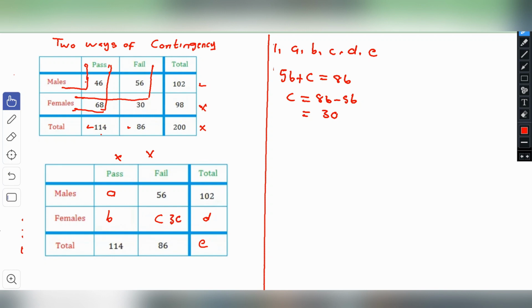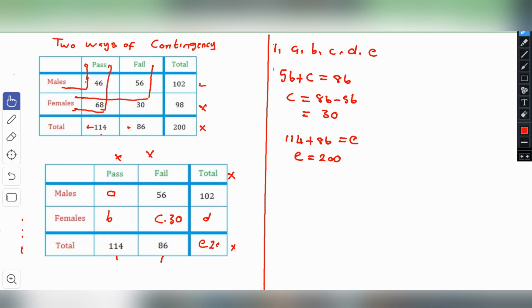Can you guys see how we solve it? Now we have 30 for C. Which one can we solve next? Now we can check the total for this row. We have D and E, but we can solve for E because we have 114 plus 86, and this is the total. So 114 plus 86 must give us E, right? So it's going to be 114 plus 86 is equal to E. What is our E? Our E is equal to 200.